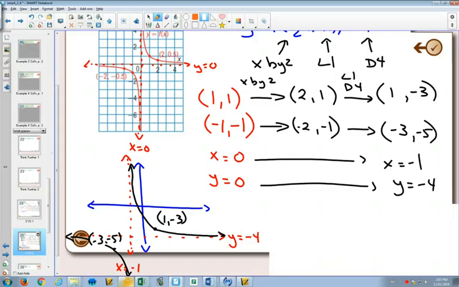Yeah, I said asymptotic behavior. So let's look at domain and range of each of these.